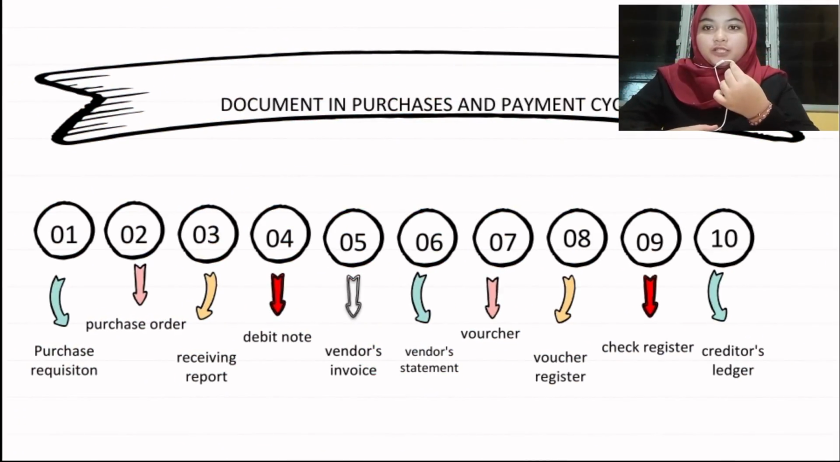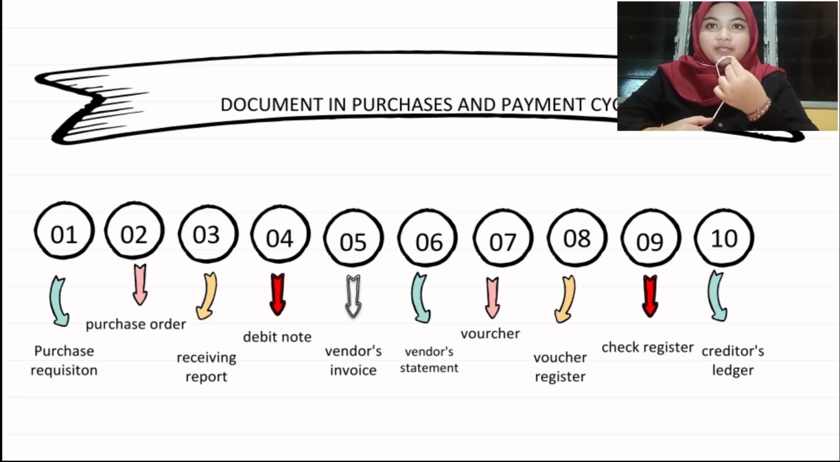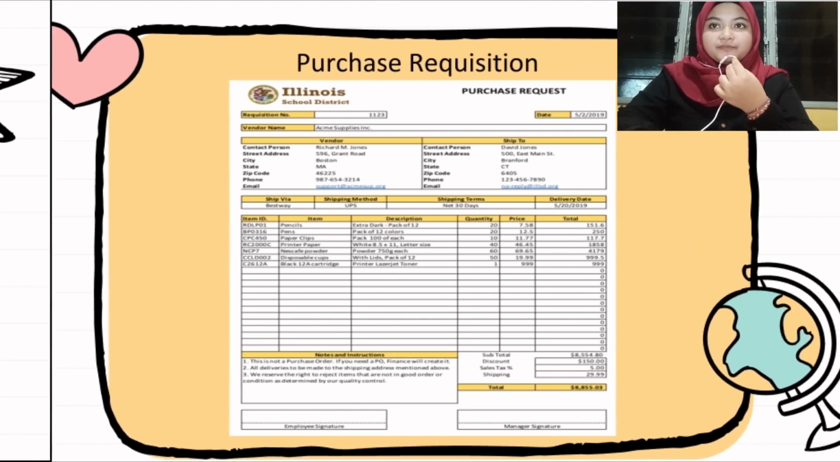Assalamualaikum warahmatullahi wabarakatuh. My name is Nushaira Suhaila binti Kamal Suhaili. I am presenting about the documents in the purchase and payment cycle. There are 10 documents in the purchase and payment cycle, which are purchase requisition, purchase order, receiving report, debit notes, vendor invoice, vendor statement, voucher register, check register, and creditor's ledger. I will explain the first document and the rest will be explained by my friends.